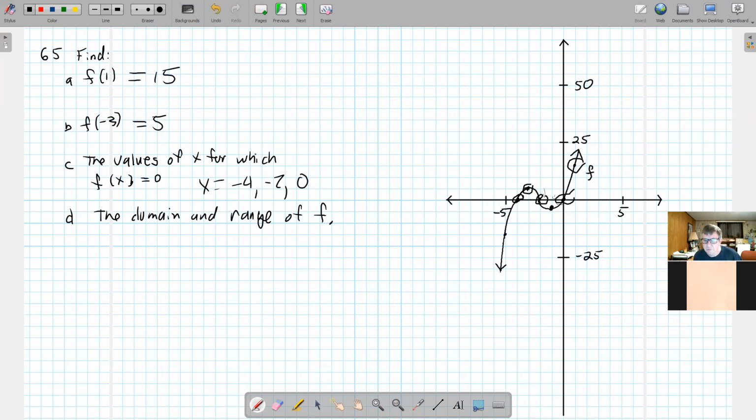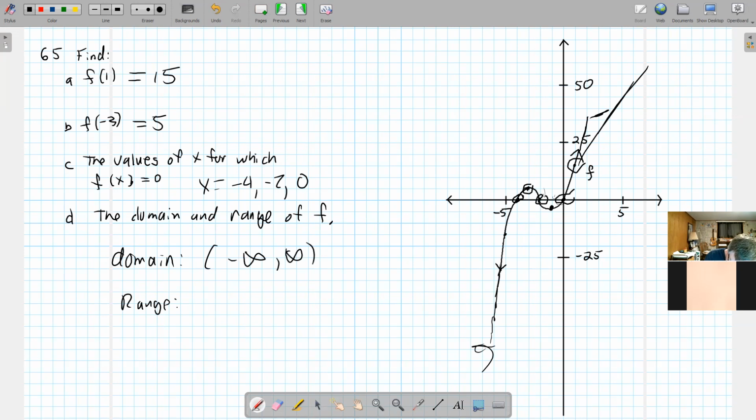Any questions there? Domain and range. Let's see here. Domain and range. Well, as this is going up, it's also going over. Same thing as this is going down, it's going over. So your domain and range for this example are going to be all real numbers.